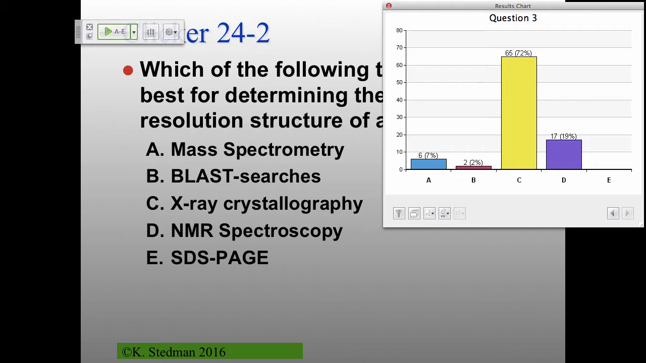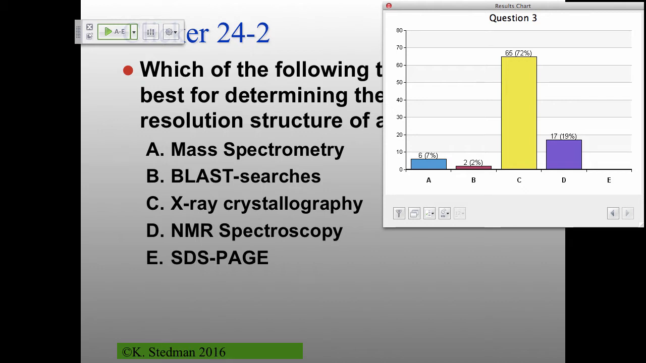Blast searches are great for discovering homologs of proteins because they have similar sequences to each other. X-ray crystallography gives you the highest resolution of these techniques, which we'll get to in just a second. NMR spectroscopy can give you data, but as we looked at last time, it's very often floppy. Those bare bits of your protein which are clearly not ordered, so it's not giving you a very high resolution structure. So the correct answer is C.